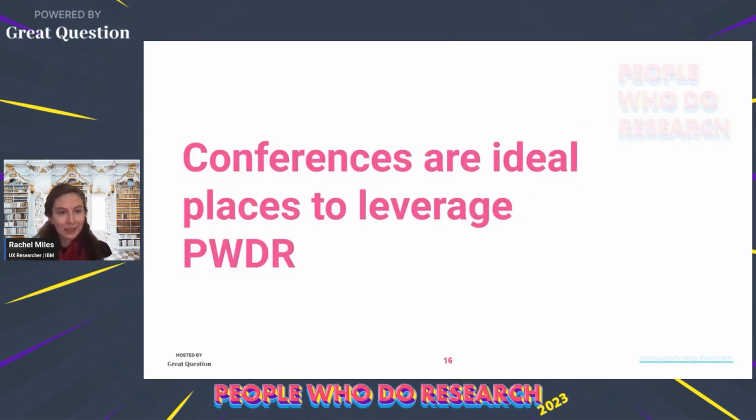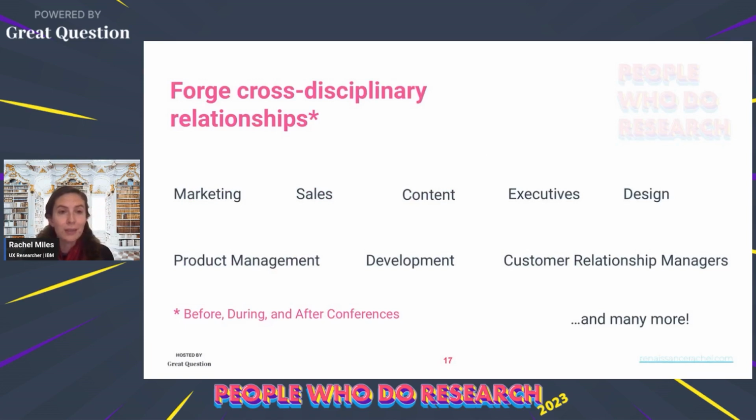So, enough about conference types. Conferences in general are a really great place to leverage people who do research. So, it's important to forge these cross-disciplinary relationships before, during, and after conferences. As I'm going to show in a little bit, at IBM conferences we've been able to take over booths in the exhibit hall, and that would not have been possible without making a closer relationship with marketing and sales, because they're usually the ones owning those exhibit booth areas. But we were able to show them that doing these UX design and research activities is actually a really great way to draw people in and produce more engagement. So we are now friends with marketing and they love what we do.